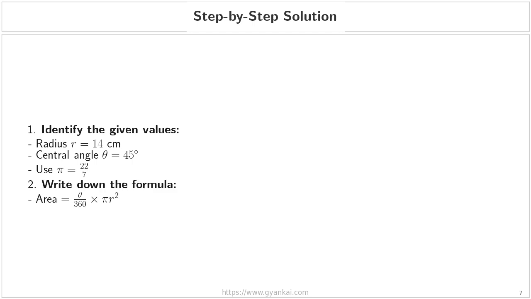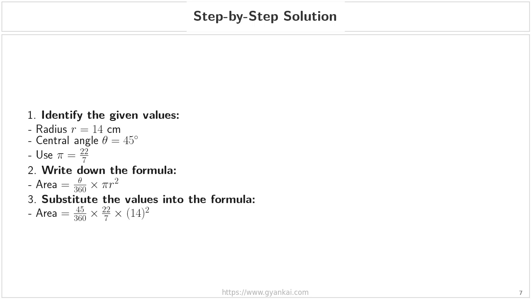Second, before we plug anything in, it is vital to write down our formula clearly. As we learned in the previous slides, the area of a sector is equal to theta over 360 multiplied by pi r squared. Third, let's substitute our specific values into that formula. This gives us 45 over 360 multiplied by 22/7 multiplied by 14 squared.